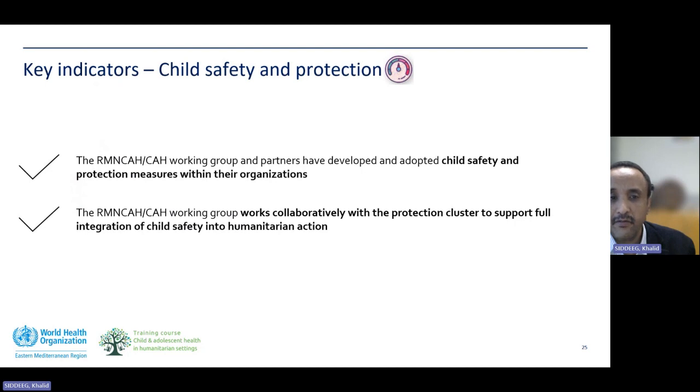The indicators: one indicator is that the working group and partners have developed and adopted child safety and protection measures within their organizations and across the organizations. And also that the working group works collaboratively with the protection cluster. This is very important to support the full integration of child safety in humanitarian action.